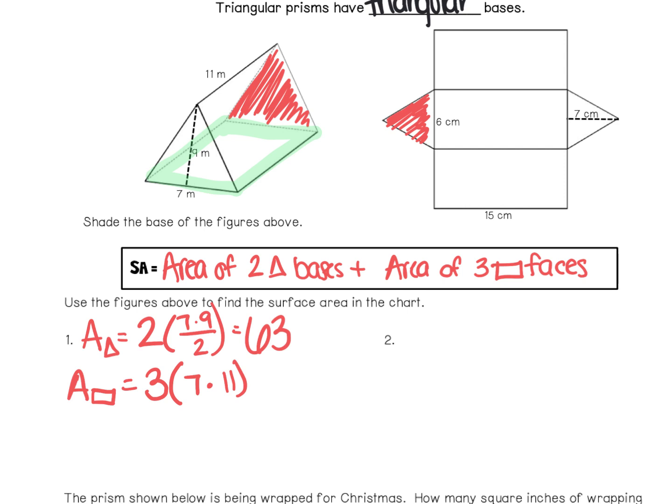You're thinking distributive property. We just want to multiply straight through there. 7 times 3 times 11, which is 231. 231.